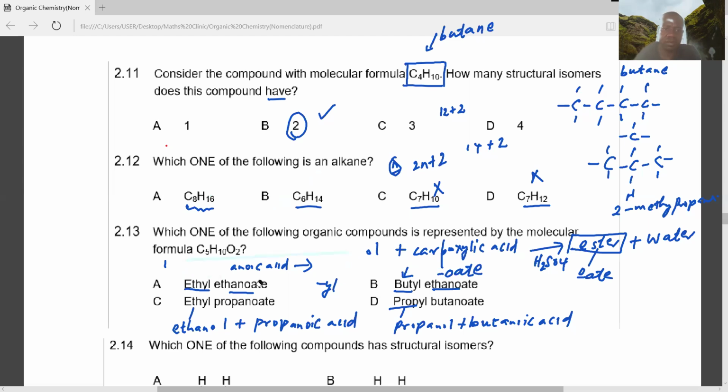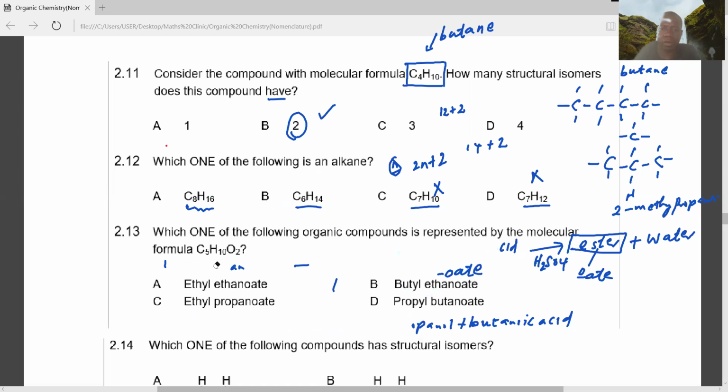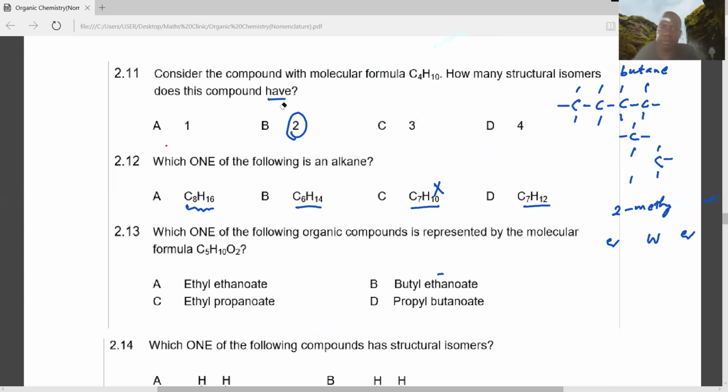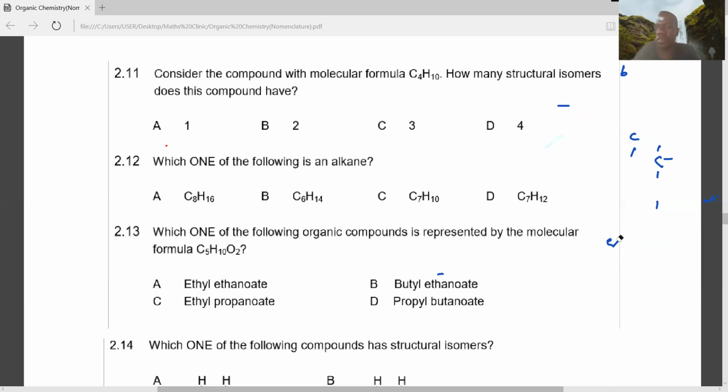Ethyl propanoate, because ethyl has 2 carbons, propanoate is 3. So 2 plus 3 gives us 5 carbons. So already it means it is the one which will satisfy that molecular formula. I believe you guys are following. Remember, practice makes perfect. Let's now move on to the next question.